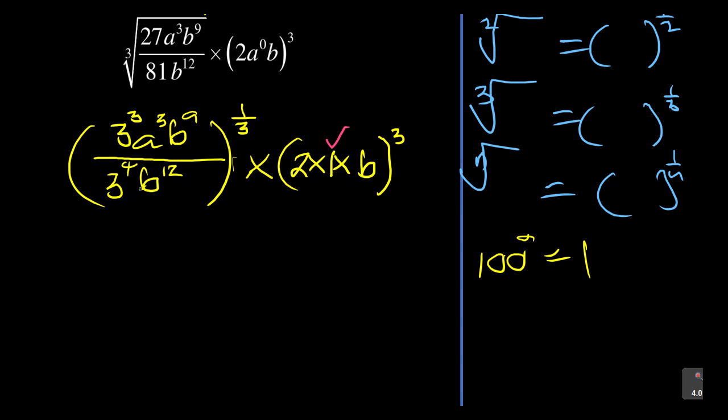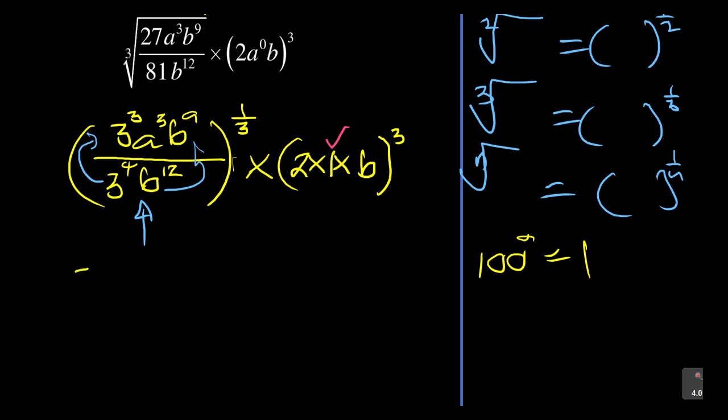You can focus on what is inside this bracket here and deal with that. For example, I can take 3 to the top. Remember, 3 to the power of 4 at the bottom will become 3 to the power of minus 4. I can take b also to the top. So what will this become?